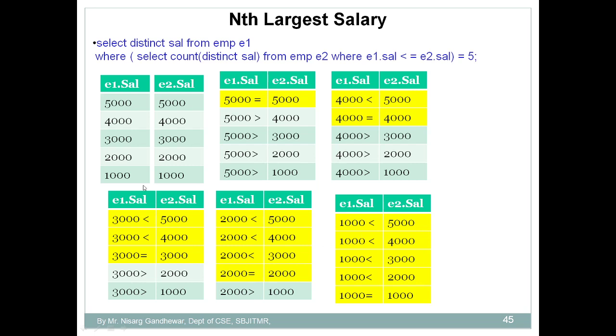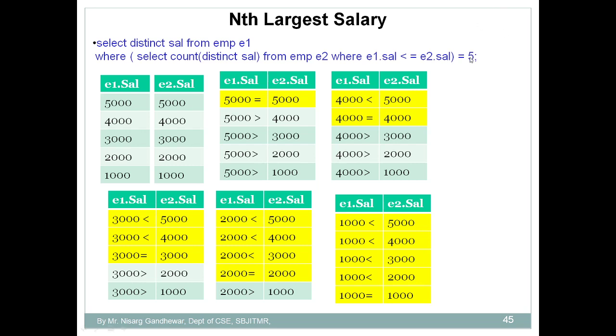Similarly, in the fifth iteration we compare the fifth value from the E1 table, that is 1000, with these values. In this way this nth largest query will work. I have just shown you this for the sake of simplicity, to understand how the query works. Don't worry about this, I will show the execution of all this with the help of live SQL.